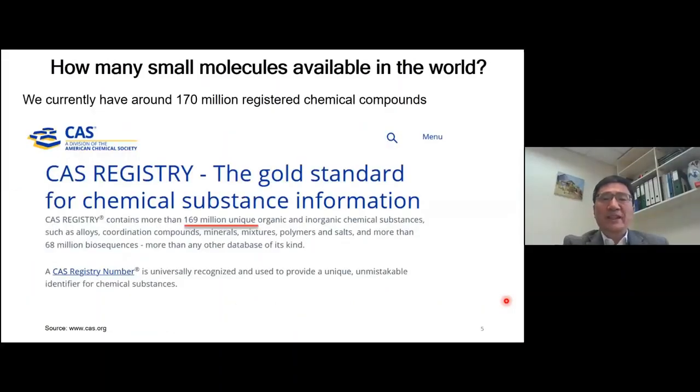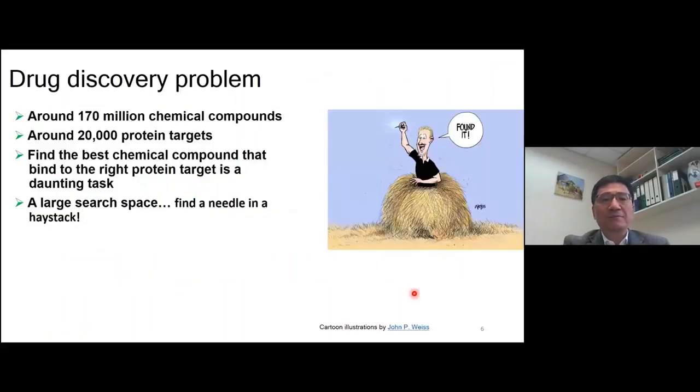And accordingly, how many small molecules are there? We currently have around 170 million registered chemical compounds, as you can check from the American Chemical Society's website. These are a rich source of potential drug candidates or starting compounds for drug discovery. Of course, you can use them like others. But we have problems.